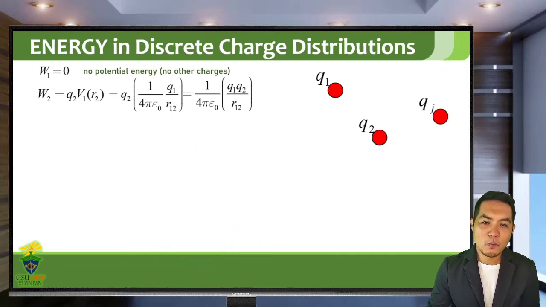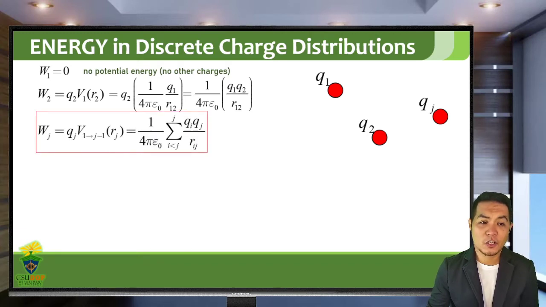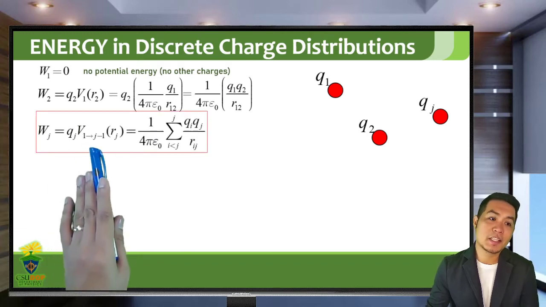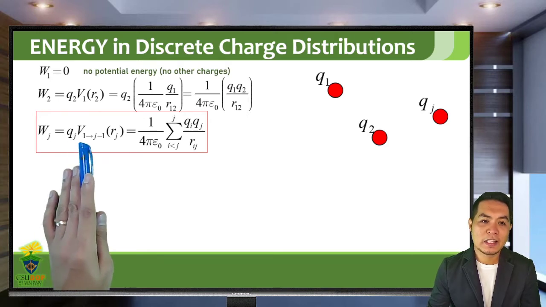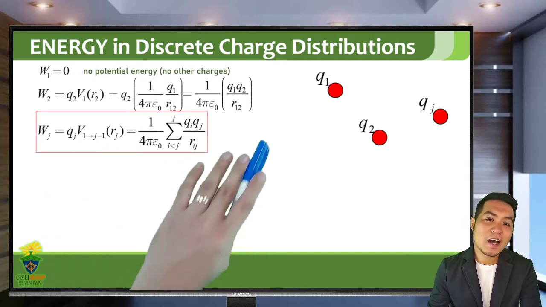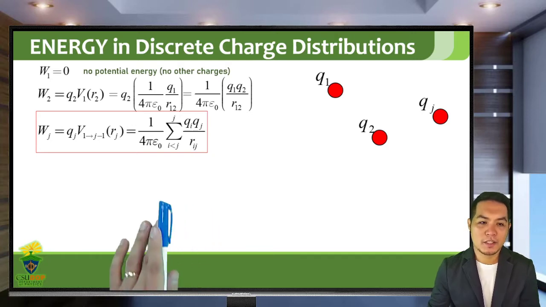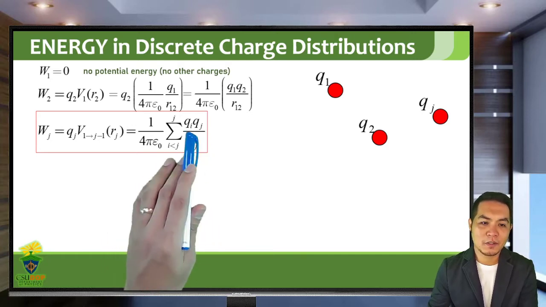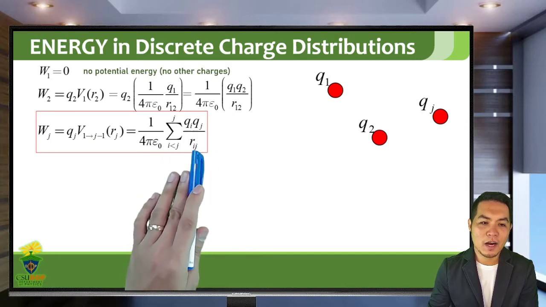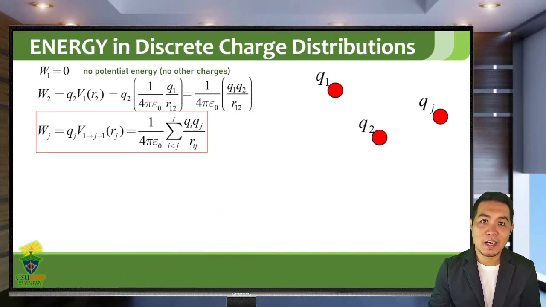Now if we want the third charge, the fourth charge, or the jth charge, it's just the same. It's just the jth charge qj times the potential at the location of the jth charge due to the other charges. So you will have a summation term here: qi, qj, over rij, where i is less than j.